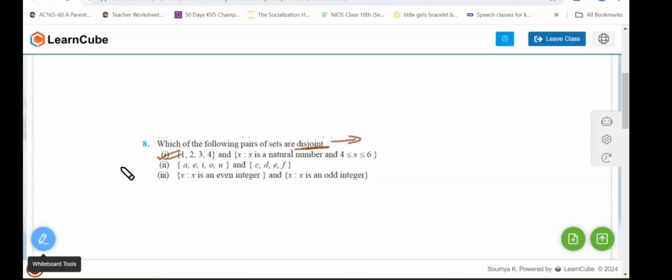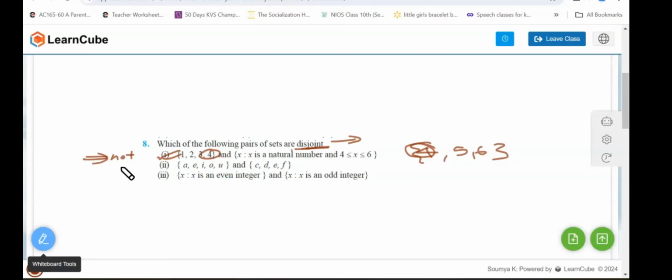1, 2, 3, 4 is the first set, and the second set has natural numbers and the range is given to you, that is 4, 5, 6. So these are the elements in your second set. See the first and the second set. Do you get any common elements? Yes, we get 4 as the common element in both the sets. So this is not a disjoint set.